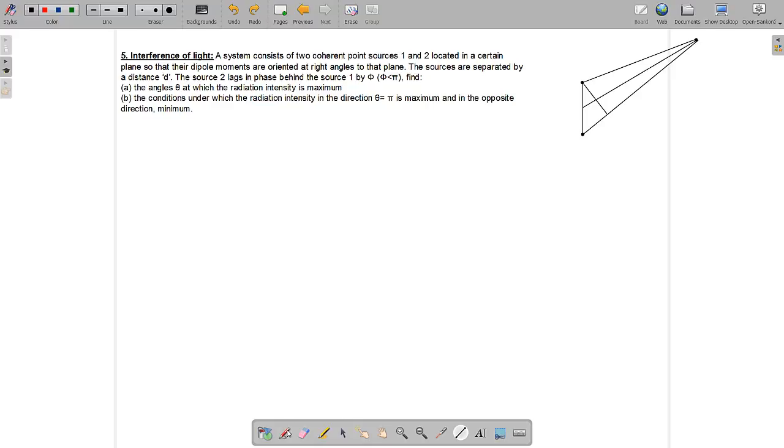Alright, so this is the distance between the two sources. This is source 1, this is source 2. Let's call this distance d, and this is the angle theta which we need to find such that at point P we get the maximum intensity. Now this is the path traveled by the wave from source 1, and this is the path traveled by the wave from source 2. This distance is d and this angle is theta, so this will be equal to d cos theta.